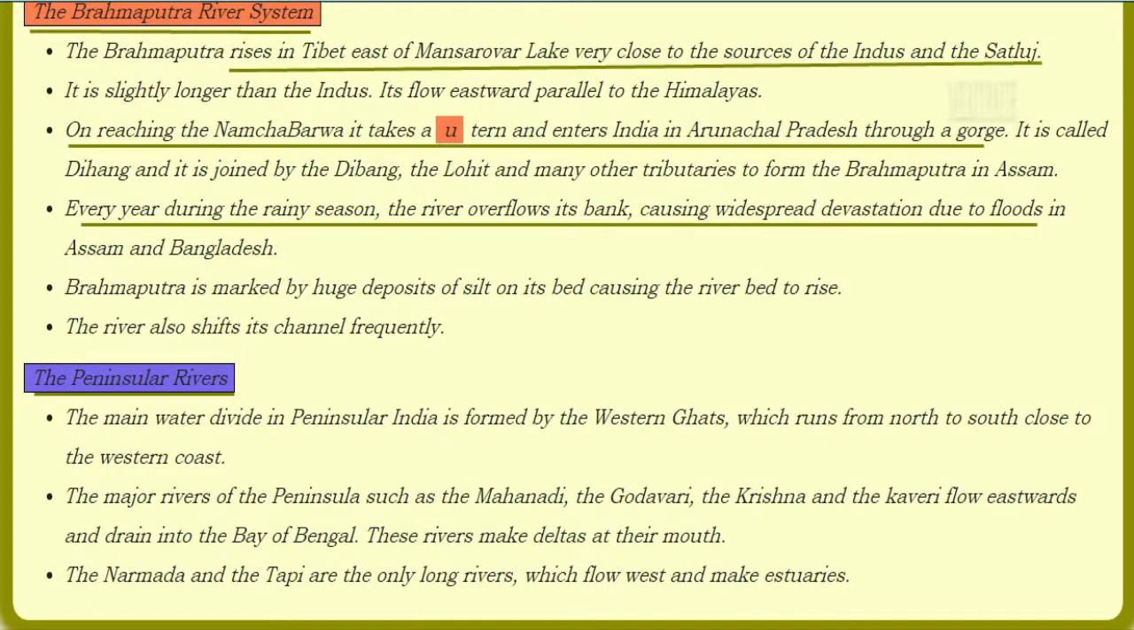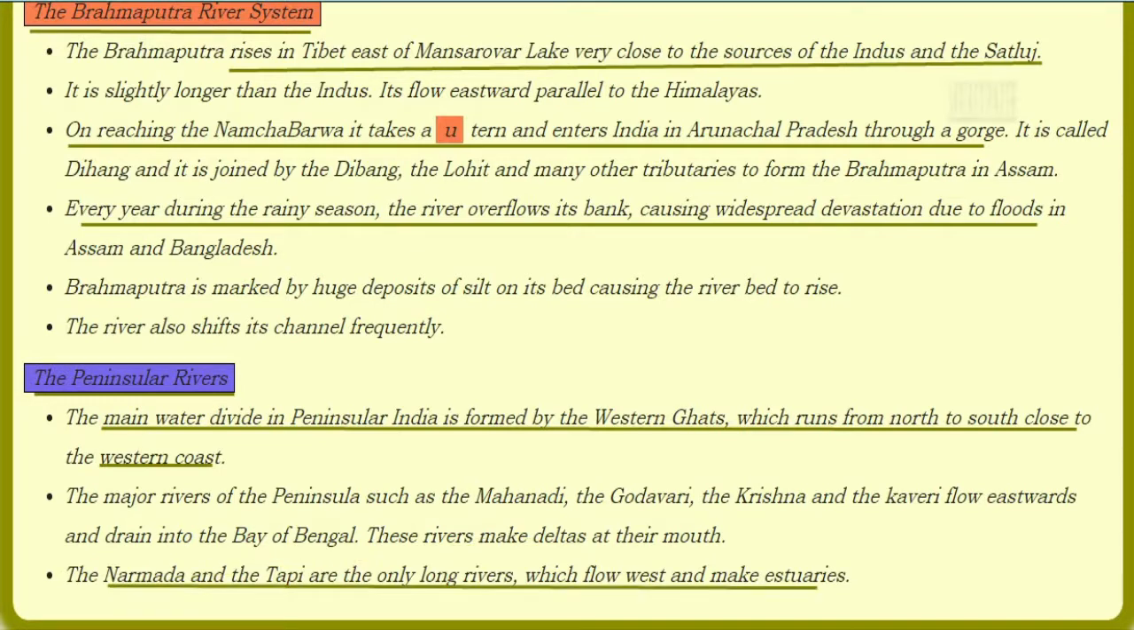Next is Peninsular River. The main water divide in peninsular India is formed by Western Ghats, which runs from the north to the south, close to the western coast. Main rivers of the peninsula are Mahanadi, Godavari, Krishna and Kaveri. They flow eastwards and drain into the Bay of Bengal, and these rivers make their deltas at the mouth. Narmada and Tapi rivers are the only long rivers which flow westwards and make estuaries.